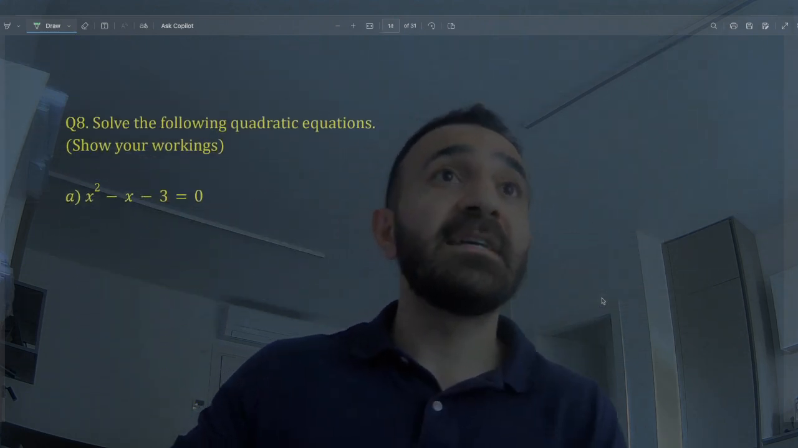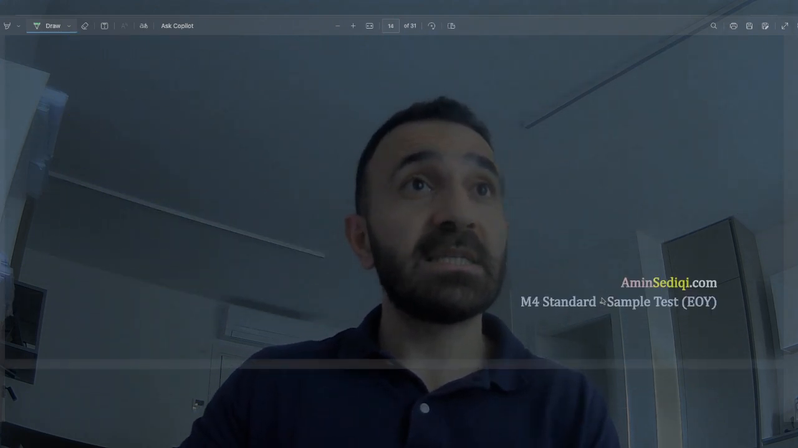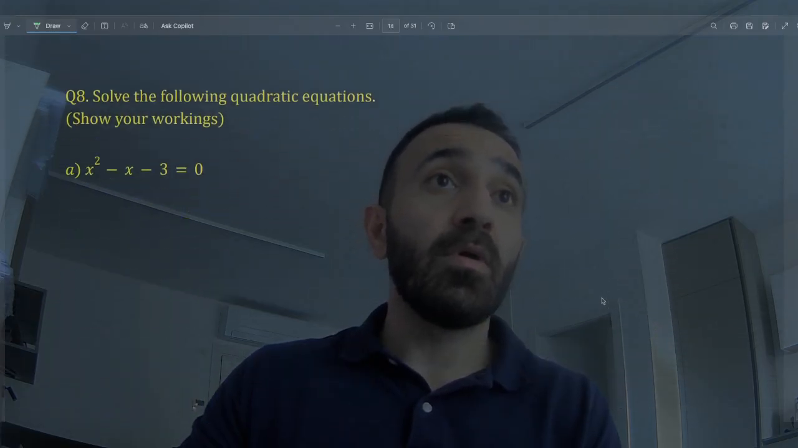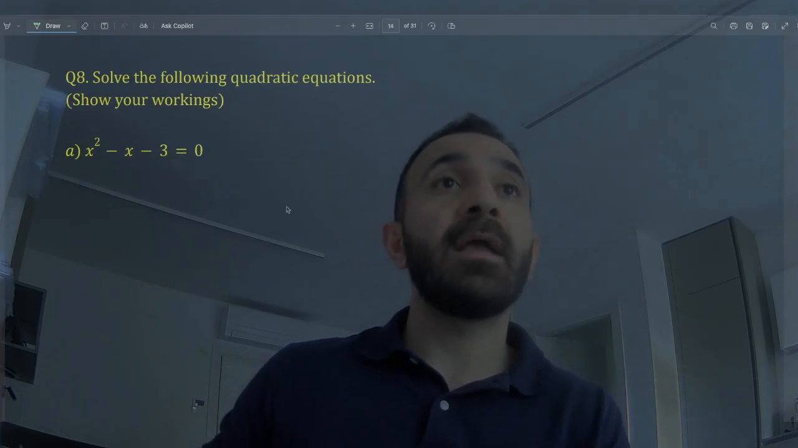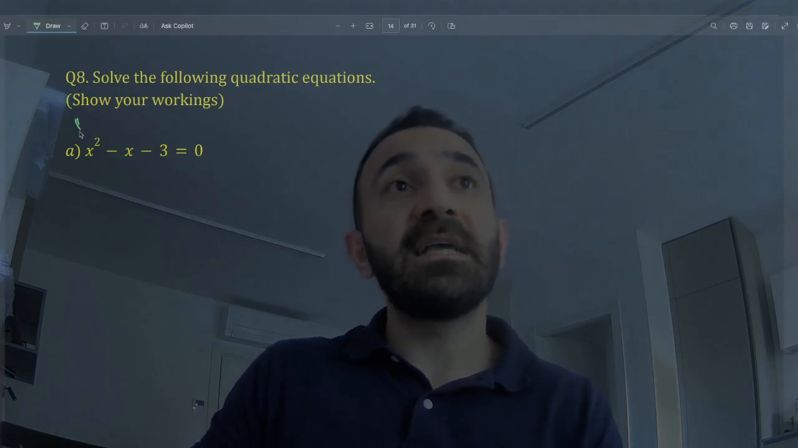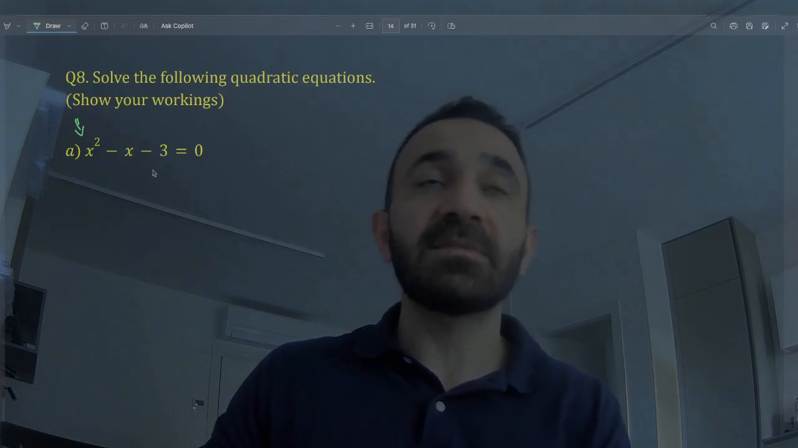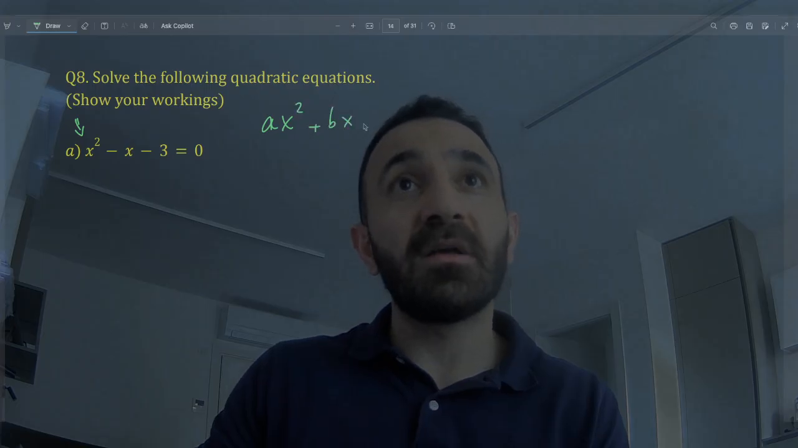Question number 8. Solve the following quadratic equations. I'm going to do only two of them. Okay, I'm going to solve this. First of all, is it in the standard form? Yes, x squared minus x minus 3. So it has to be in this form, ax squared plus bx plus c equals 0.